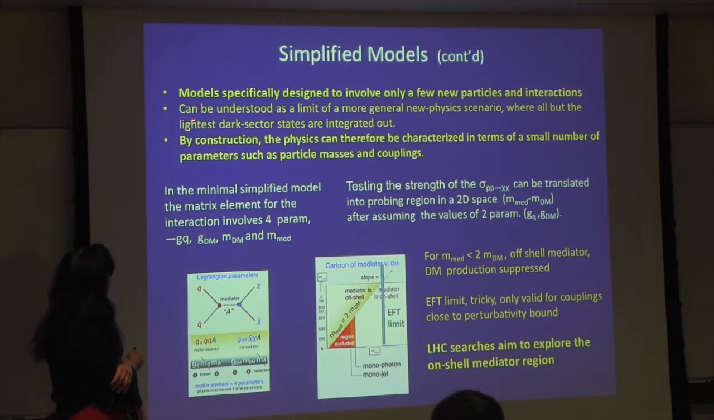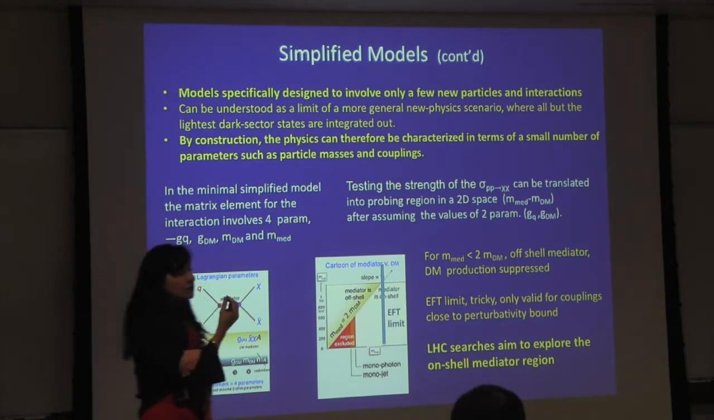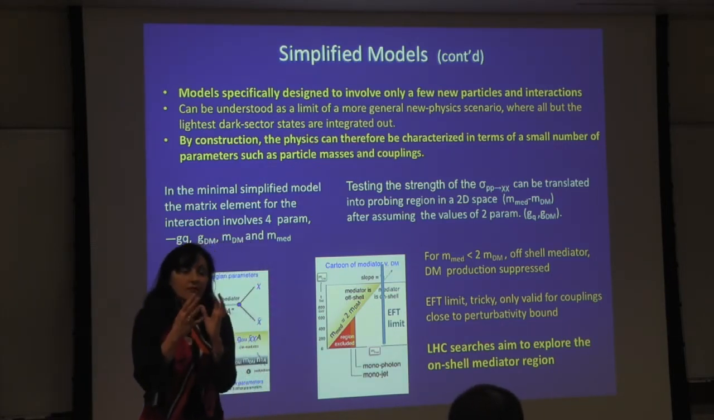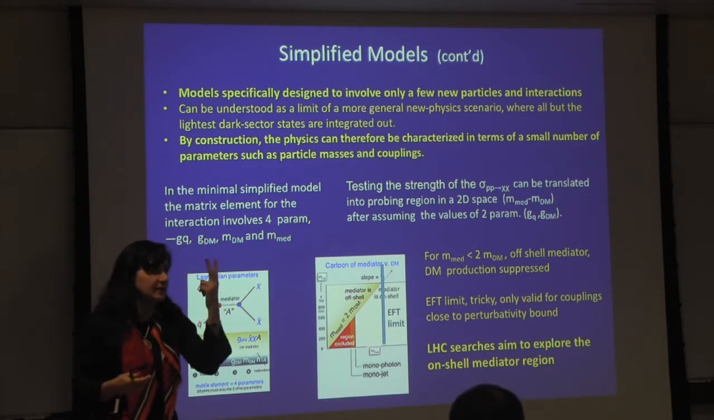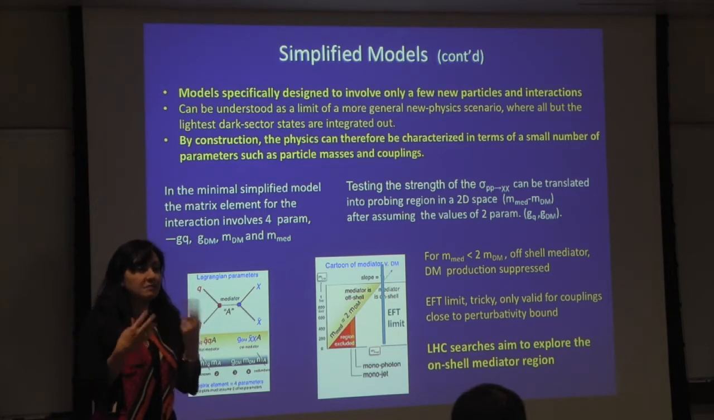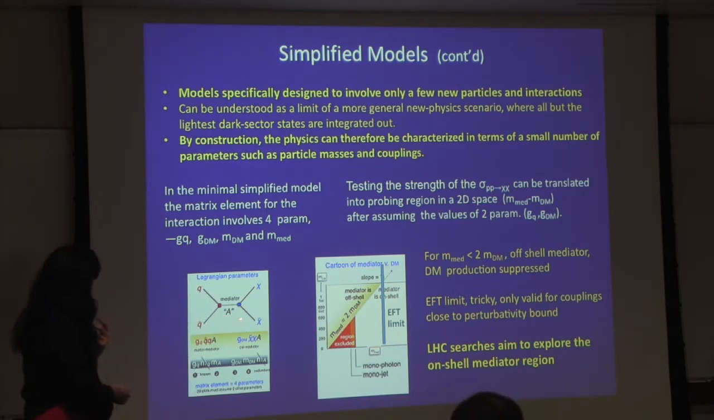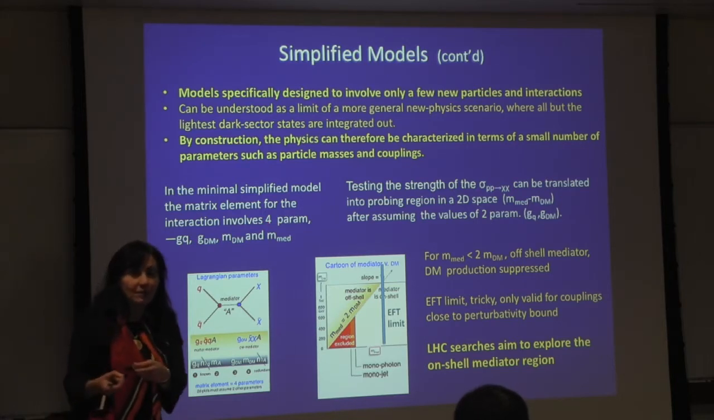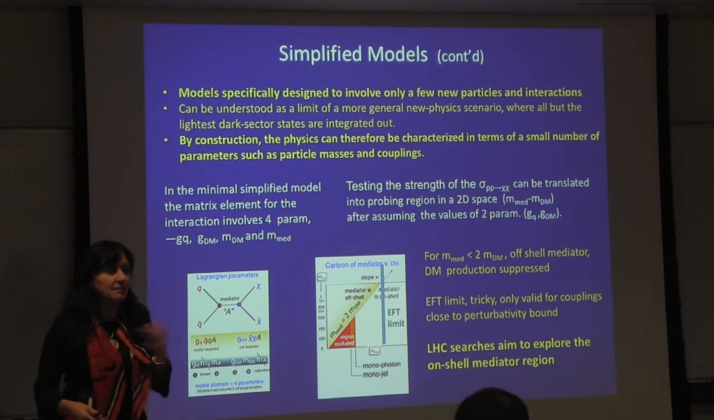By construction, the physics we are going to describe is described by a small number of parameters, correct? In the effective field theory, we basically have 2 parameters for a given operator. Here we have a few more, because we have at least the coupling of the mediator with the standard model particles, the coupling of the mediator with the dark matter, the mass of the mediator, and the mass of the dark matter. So the minimum you can get is these 4 parameters. This is the minimal set that you can get.